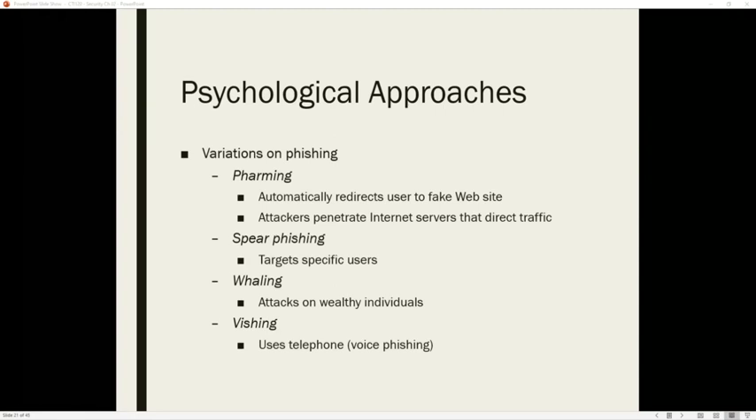Spear phishing is, rather than casting a broad net and going after any user, going after one particular user. Whaling is where we have attacks on wealthy individuals, so it's a specific form of spear phishing. And then we have what's called vishing, which is voice phishing. It uses the telephone, so when people make these weird little scam calls, that would be called vishing instead.